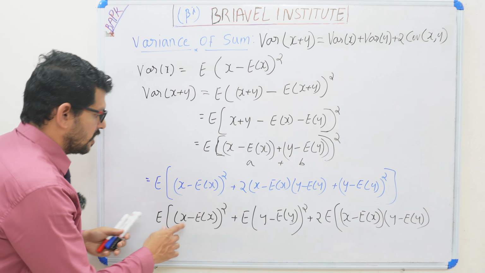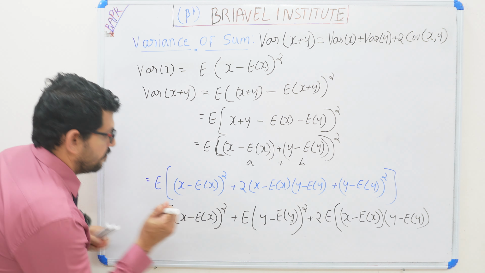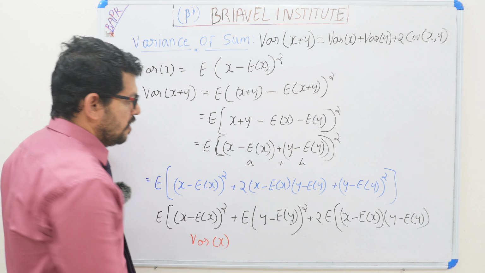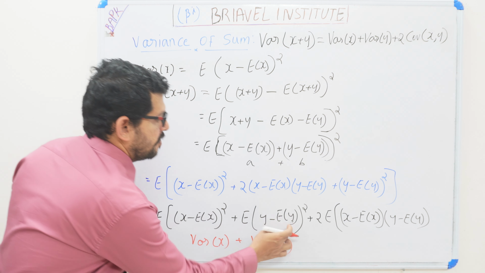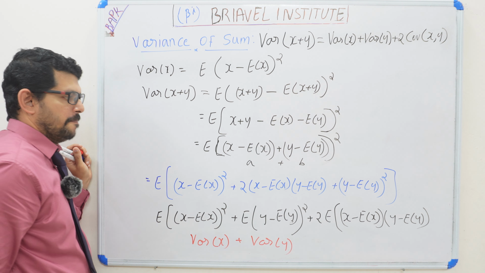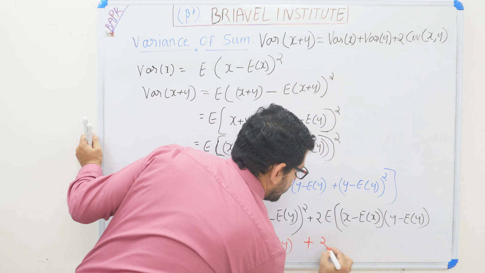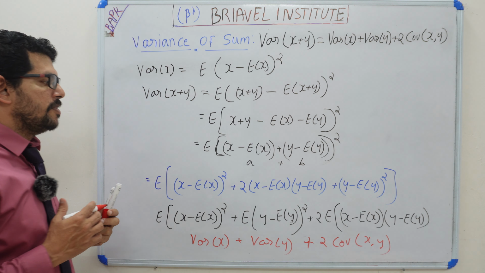So what is the value? x minus expectation of x all squared, this we can write as the variance of x. This is plus the variance of y, that is y minus expected y, all squared. Plus, as we already studied, this is a covariance: 2 times the covariance of x, y. So this is the formula we proved.